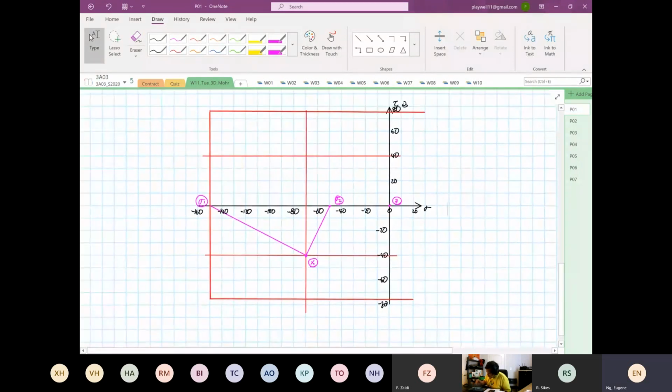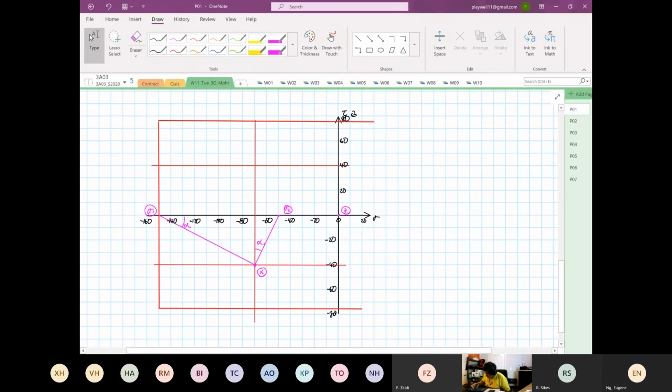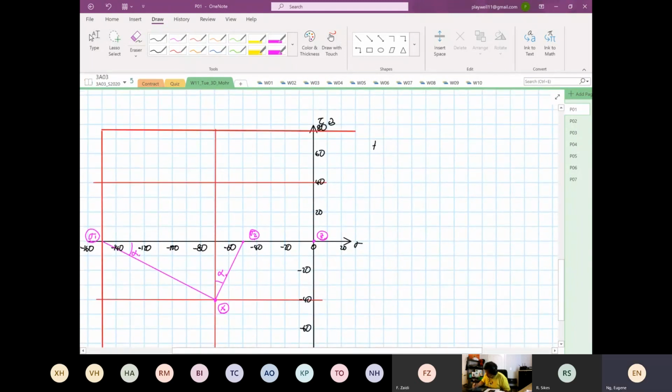We decide to use our alpha. So this is also our alpha. We're going to do tangent alpha again. Tangent alpha will now be equal to 40 divided by 80. So alpha is equal to inverse tangent of 40 divided by 80, so it will be 26.5 or 26.6 degrees now.